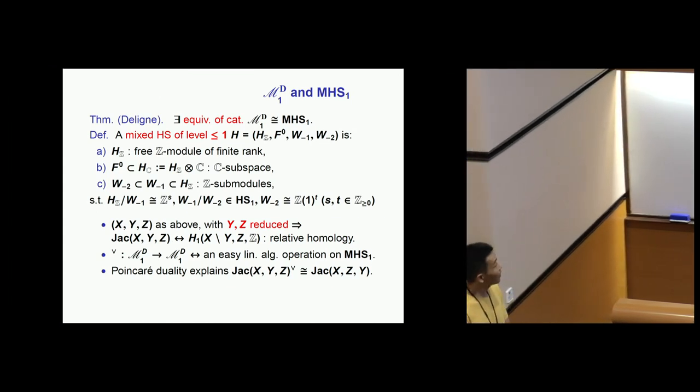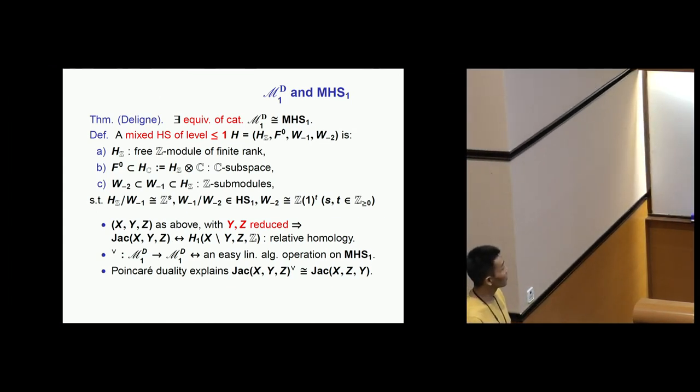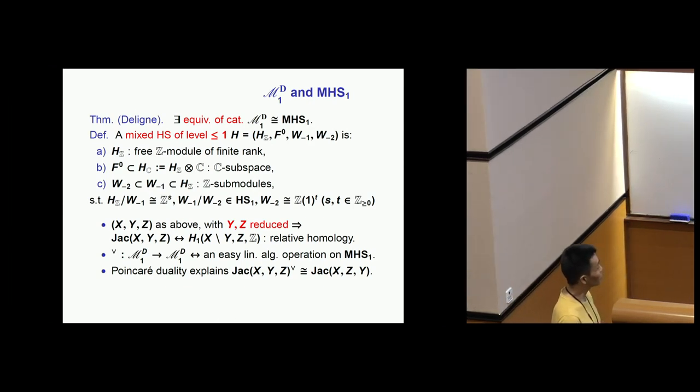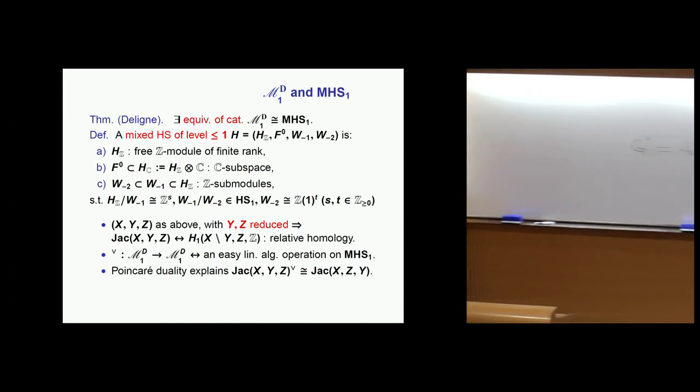Then, with this definition, we have this equivalence, and then we can again interpret these Jacobian 1-motifs in the case of reduced divisors. If we have a Riemann surface X with two reduced divisors, we can interpret this Jacobian 1-motif, which is a Deligne 1-motif in this case. This corresponds to the relative homology group of the complement of Y in X relative to Z. This relative homology again carries a mixed Hodge structure by Deligne's construction.